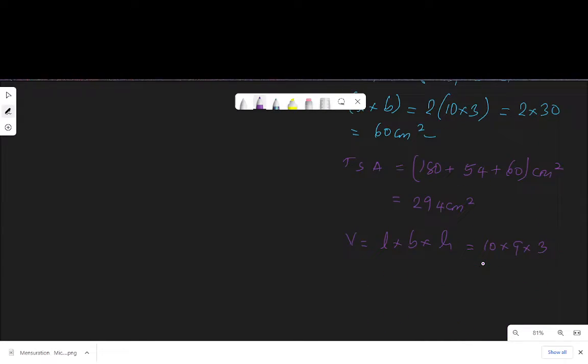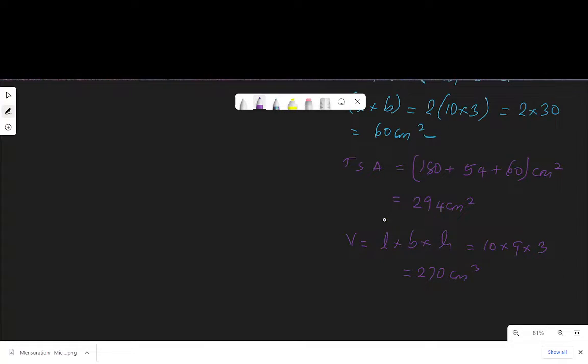10 times 9 is 90. 90 times 3 is 270. So 270 centimeter cube is the volume of this cuboid. Take note of the unit. The unit for area is centimeter square. That of volume is centimeter cube.